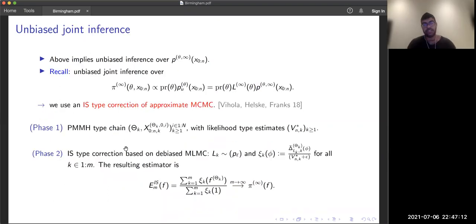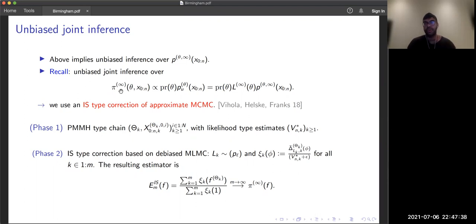Okay, so the first two bits of the actual approach I've discussed, which are the multi-level Monte Carlo and also the debiasing scheme. But the last crucial bit that we really want is this importance sampling type correction. And before discussing what that is, I just want to recap to all of you that what we're interested in is the unbiased joint inference over this posterior distribution right here, where the inference is over theta and the inference is over the signal process as well.